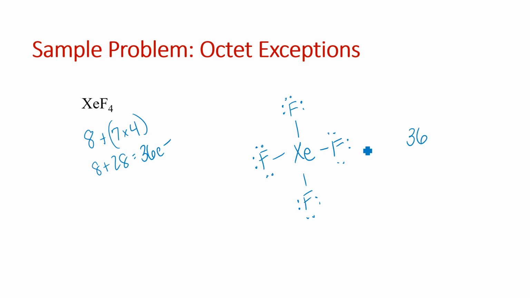So we had 36 electrons, and so far we've used up 8 times 4. We've used up 32 electrons. So I've got 4 electrons left over. And at this step in the process, I can't remember if it's step 3 or 4, but we're told to put these extra electrons on the central atom, even if doing so results in more than an octet. So that's what we do here. We put those 4 extra electrons on the xenon.